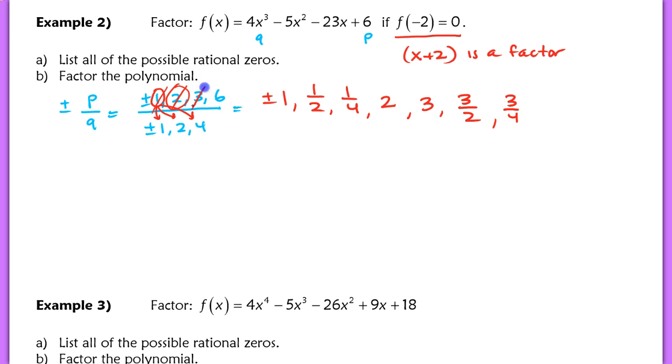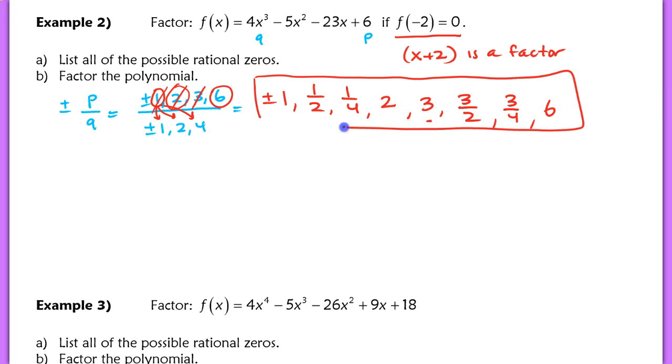Okay, so I'm done with 3 now, and I move on to 6. If I divide 6 by 1, I end up with 6. If I divide 6 by 2, though, I end up with 3. So I repeat that value. I don't need to write that in again. If I divide 6 by 4, I end up with 3/2. Again, I don't need to repeat that one. So this is the complete list of all of the possible rational zeros of this particular cubic polynomial.